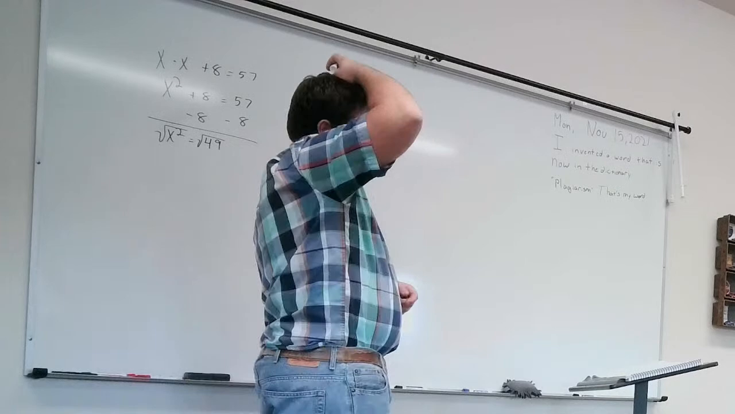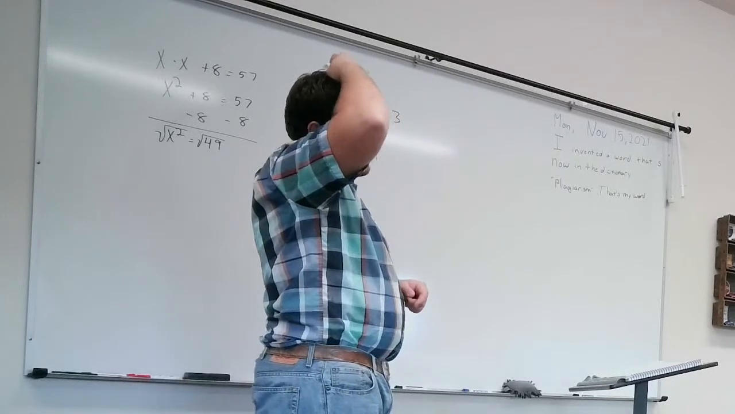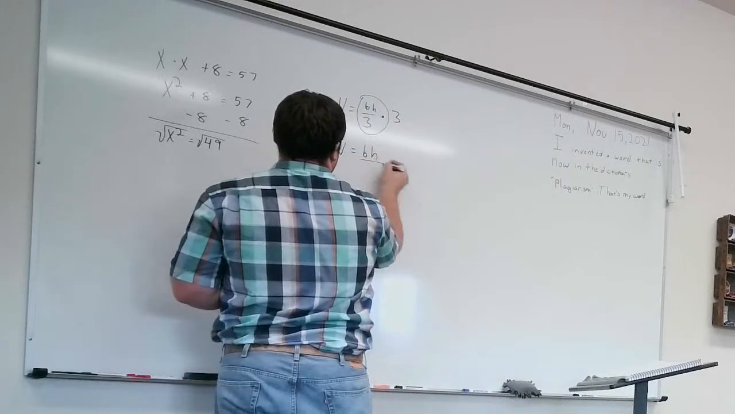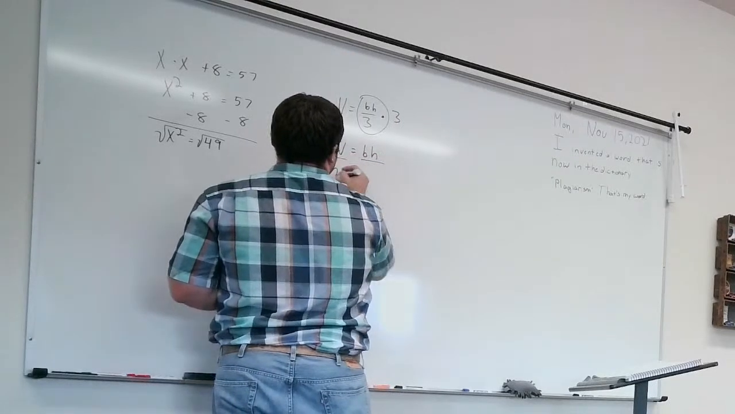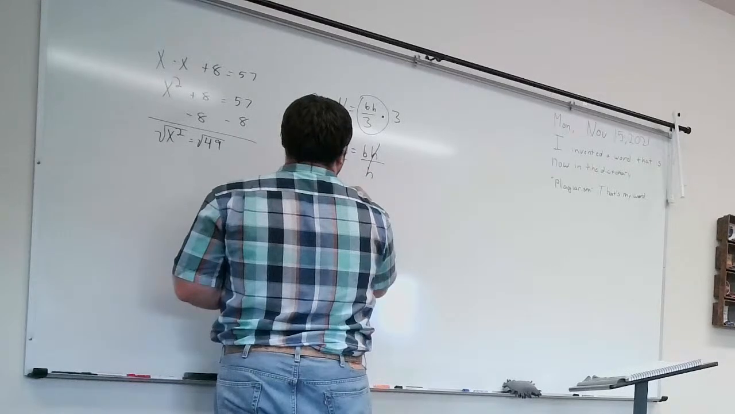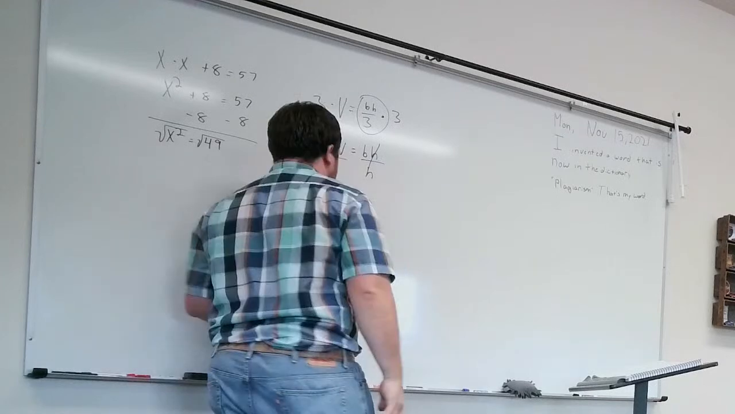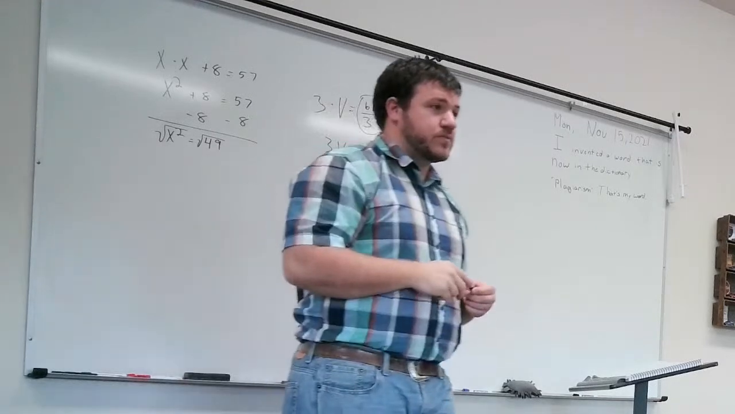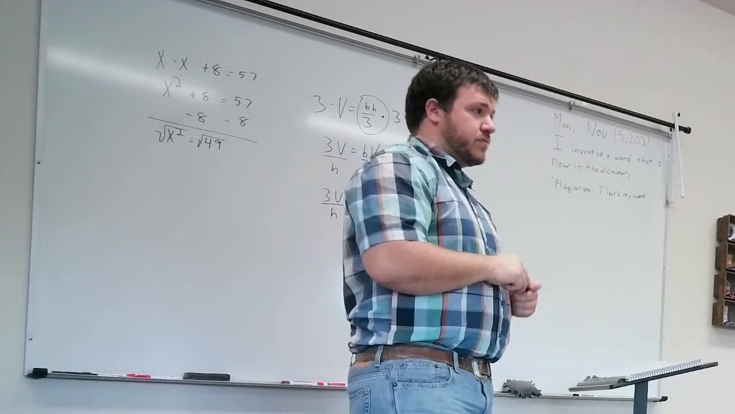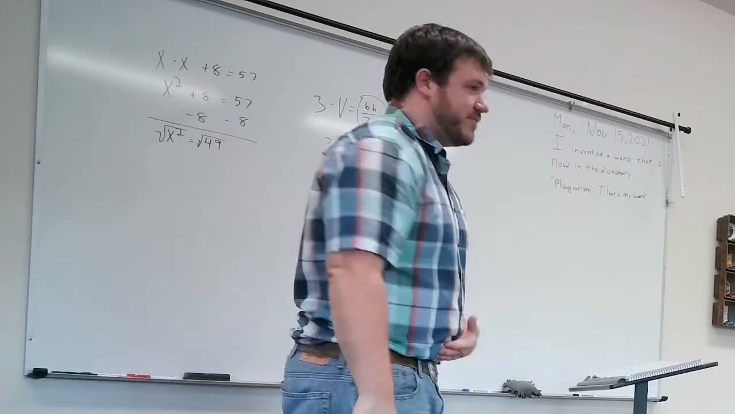B. So what do we do? Divide by h. Divide by h on both sides. So we get 3V over h equals b. Just moving letters around. It's fun.